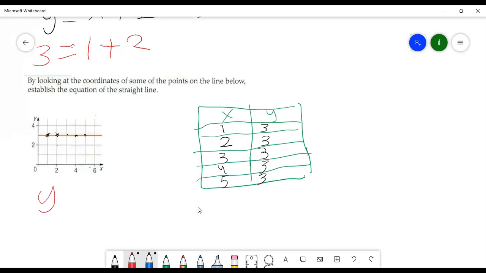So the Y, which is the output, is going to be what? What is the rule in this case? Do we have a rule here? No. So what should we do? We should say Y equals 3. We don't have a change in Y when the X is changing, right?